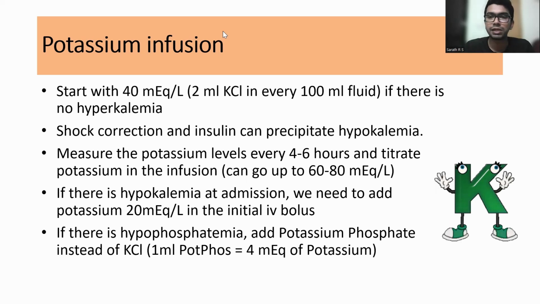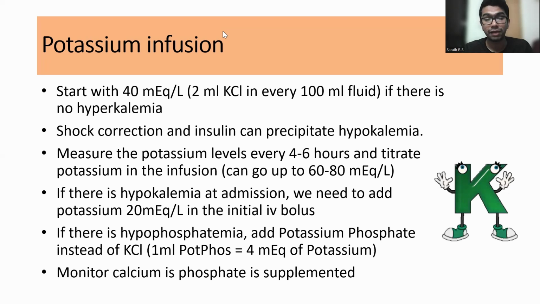If there is hypophosphatemia also, instead of potassium chloride, we can add potassium phosphate. And always remember that 1 ml KCl contains 2 milligrams of potassium. However, 1 ml phosphate contains 4 milligrams of potassium. So while changing to potassium phosphate, you have to remember that the phosphate solution contains double the amount of potassium as compared to the chloride solution. Watch for calcium if you are giving phosphate, because hypocalcemia can be precipitated.